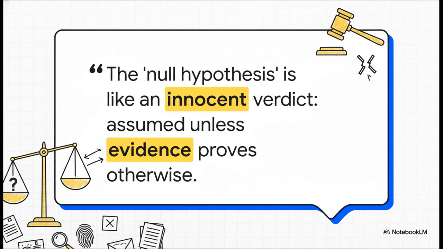Think of it like a court case. We start by assuming that our suspected cause is innocent, meaning it has no effect on the problem. This is called our null hypothesis. Then we gather data, which is our evidence. And only if the evidence is overwhelmingly strong can we reject the null and declare that our suspect is in fact guilty of causing the problem.